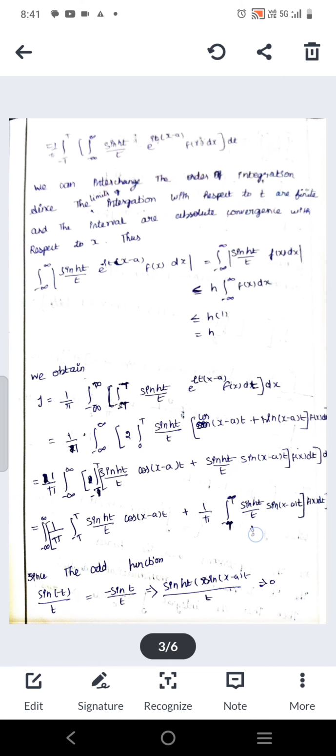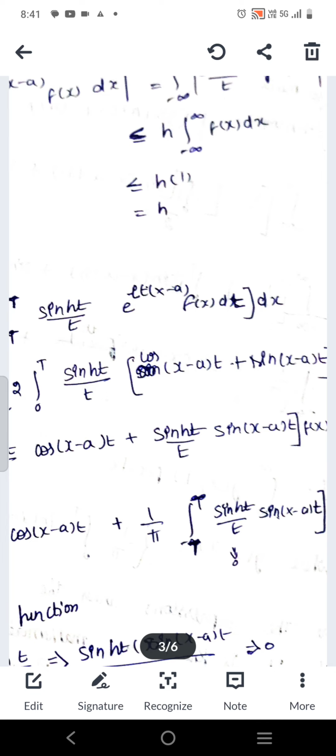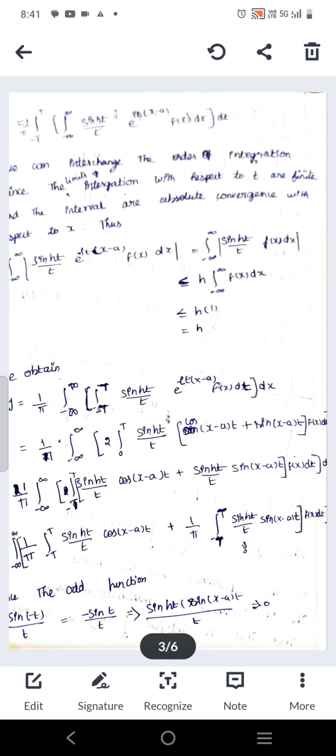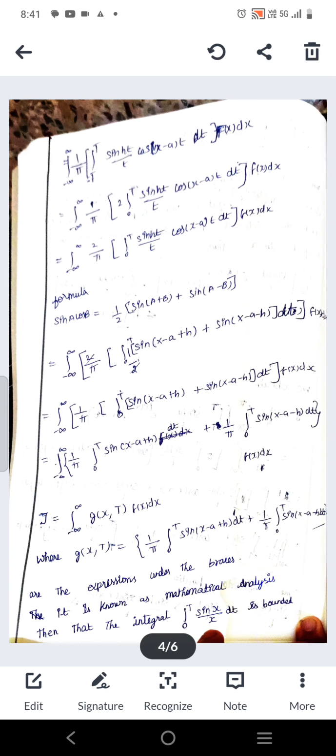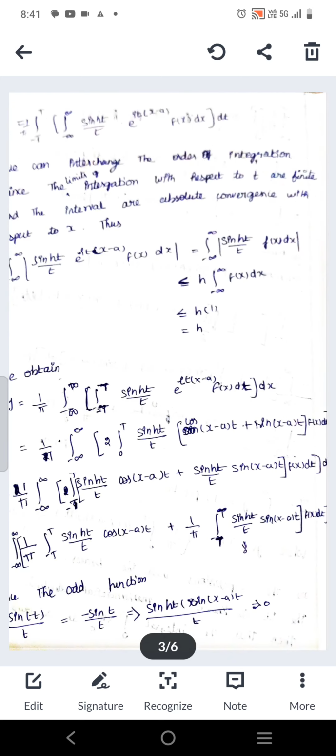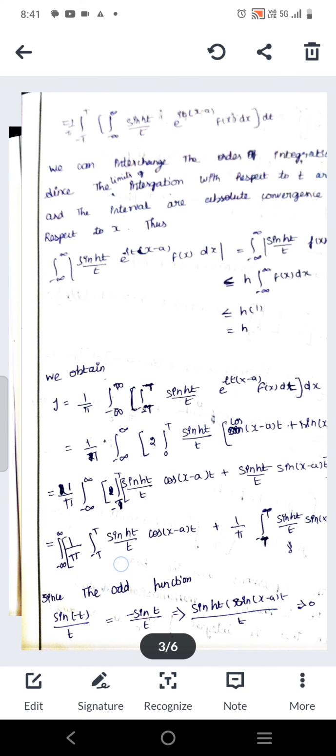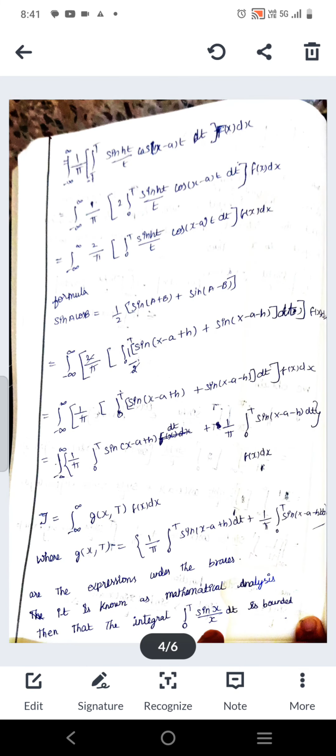Okay, so we have the integral inside, and we get this step. Next, this step tends to 0, we note it, because it is an odd function, so it tends to 0. And another one, we see that this term is 0, so we get only the first step. So the first step is sin ht by t cos (x minus a) t dt, right?